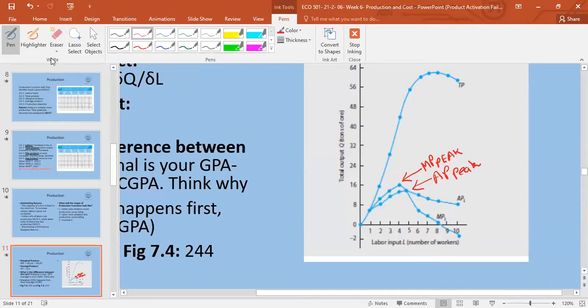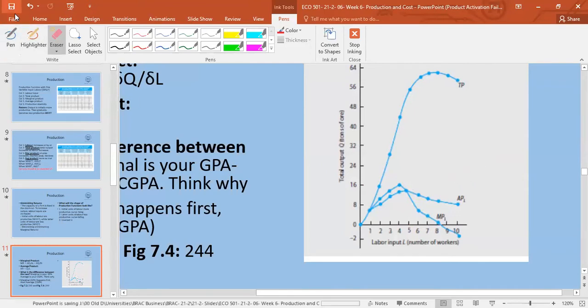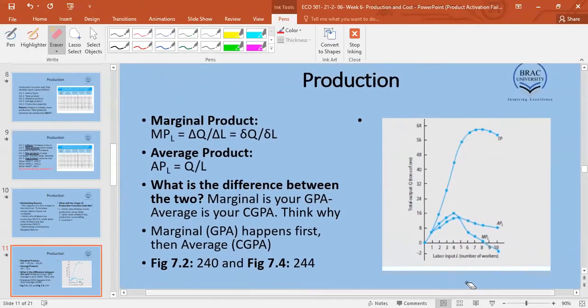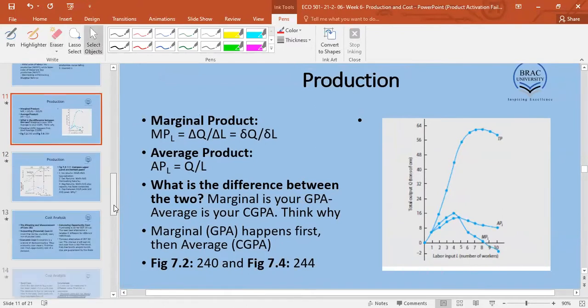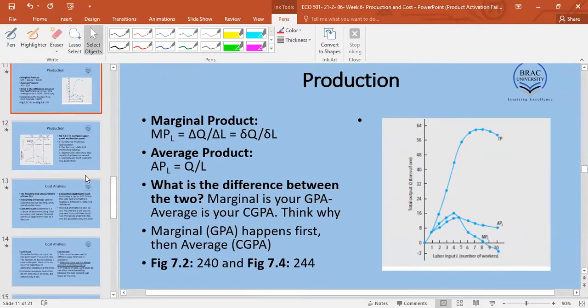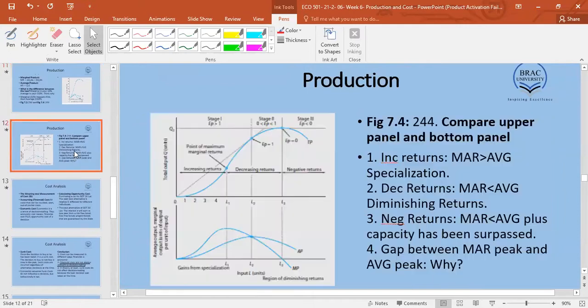It's for two reasons. Number one, the marginal change happens first. Once we know the marginal change, only then can we calculate the average change. And from your practical point of view, unless you know the GPA, you can never calculate your CGPA, because GPA is the thing that happens first, and CGPA is the change that happens at the end. Okay, this is very important.